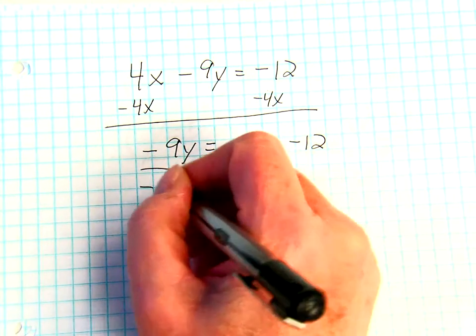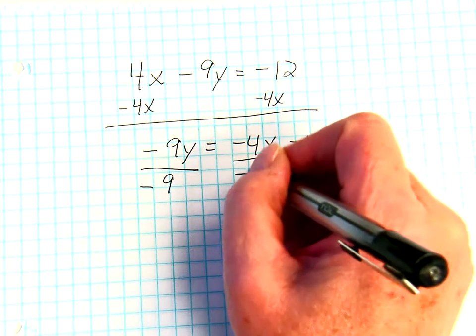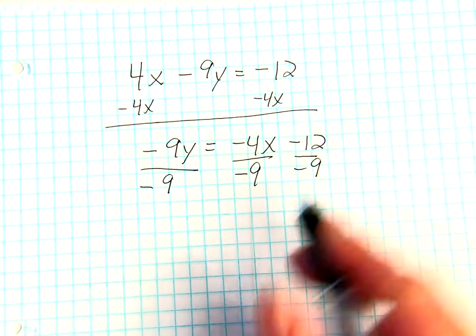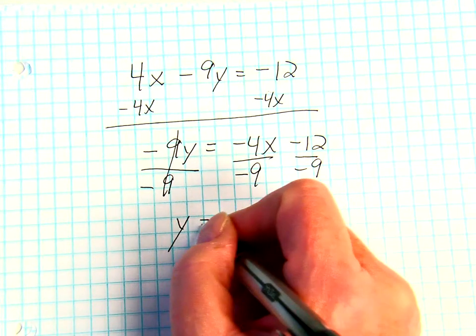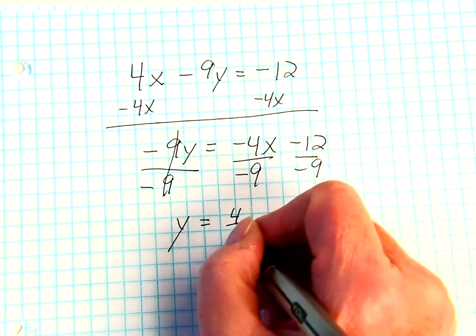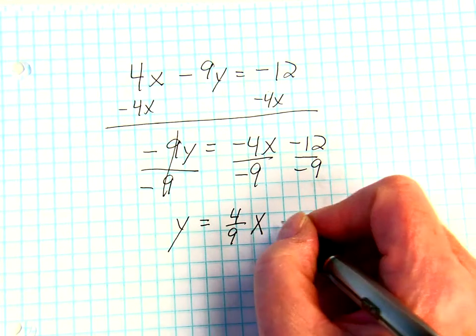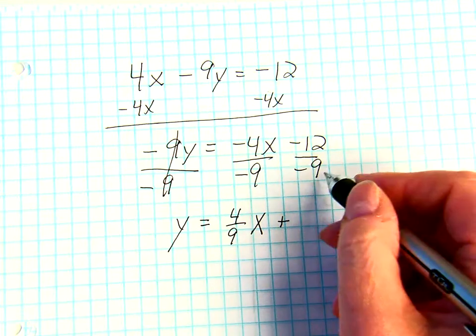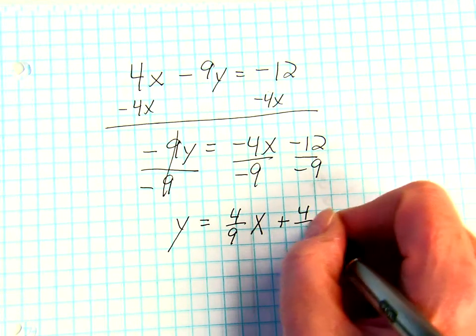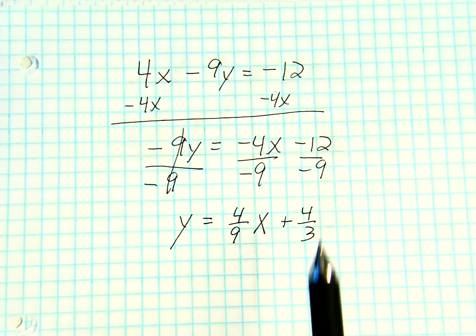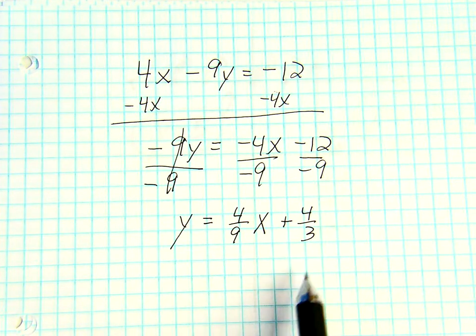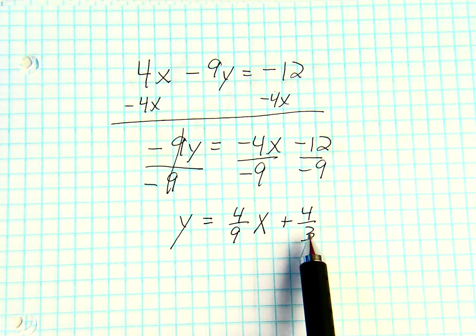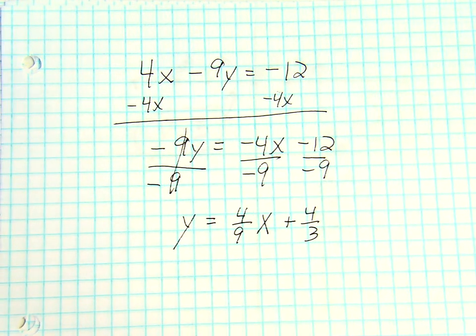Then I'm going to have to divide everything by negative 9, because I need to get my y alone. And this comes out to 4/9 x plus 12 over 9, which we've reduced before to 4 over 3. If you recognize, when we did the y-intercept before, we actually did end up with a y-intercept of 4 over 3.